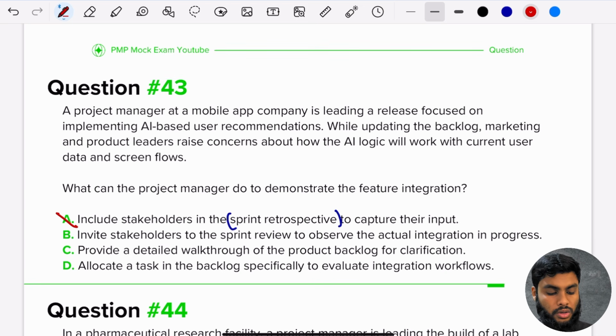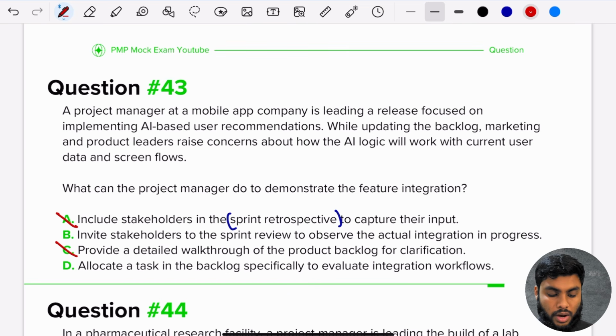Everything checks out there. Provide a detailed walkthrough of the product backlog for clarification. Now the backlog and everything in Agile is not detailed. This is actually counter Agile. This whole aspect of making detailed plans, making detailed documentation, does not exist in the Agile world. That is something that's predictive. So again, it's a technical issue here with solution C.